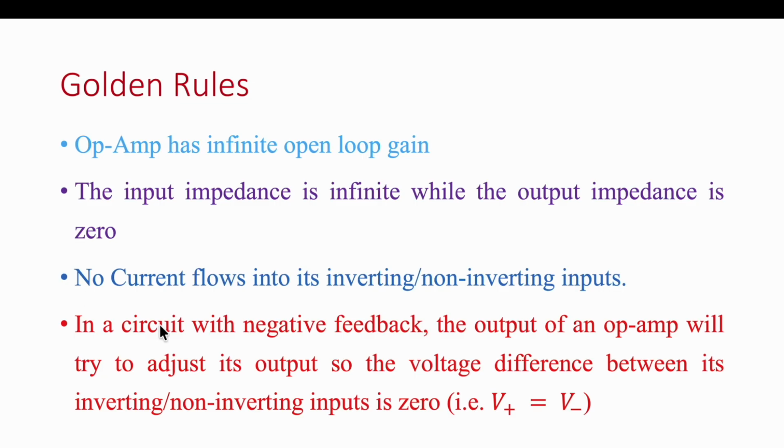In a circuit with negative feedback, the output of an op amp will try to adjust itself so that the voltage difference between its inverting and non-inverting input is zero. We call V positive the non-inverting input and V negative the inverting input.